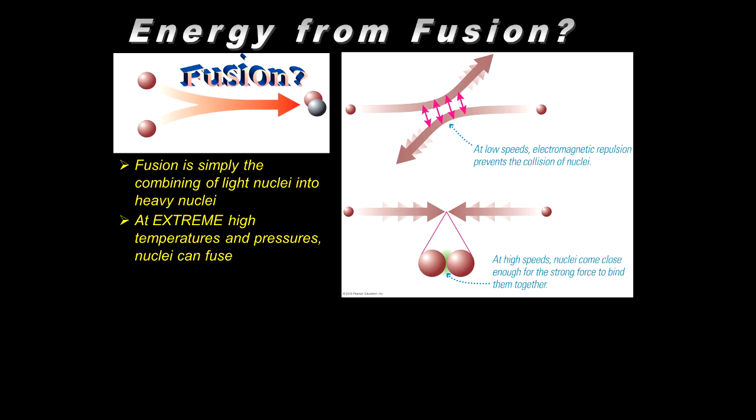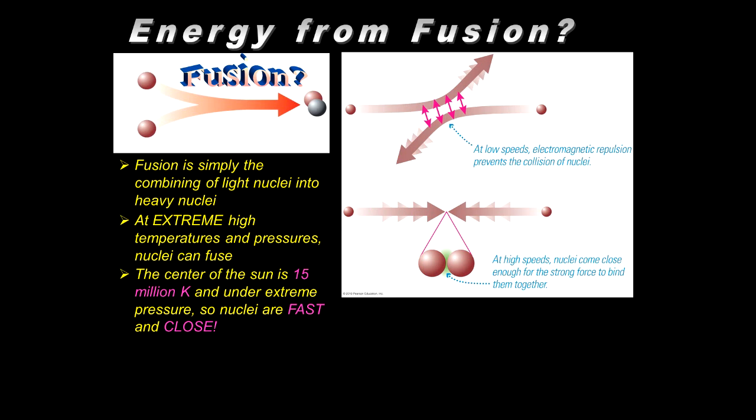If the speeds, namely the temperatures, are great enough, and the pressures are great enough, meaning they're very close to each other, then with those conditions you can get these nuclei close enough to actually enable the strong nuclear force to take over and overcome the electromagnetic force which is trying to split them apart. The conditions have to be just right.